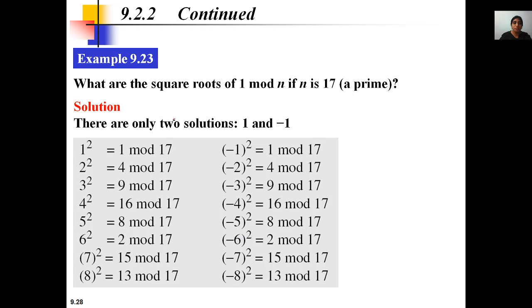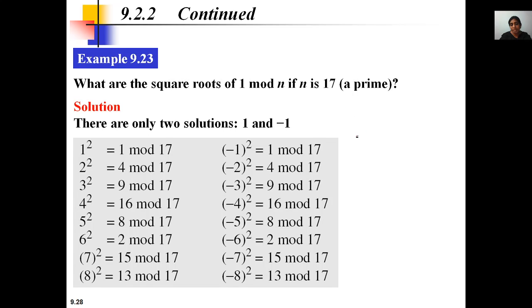Now here also, what are the square roots of 1 mod n? Here n is 17, and we are finding out whether 17 is a prime number. Since it is 17, we need to take all the values and find out the squares. Here also we are getting only two solutions as 1. So 17 will be a prime number.